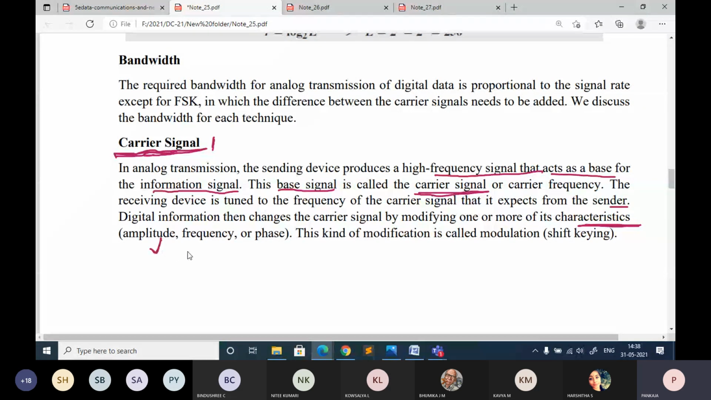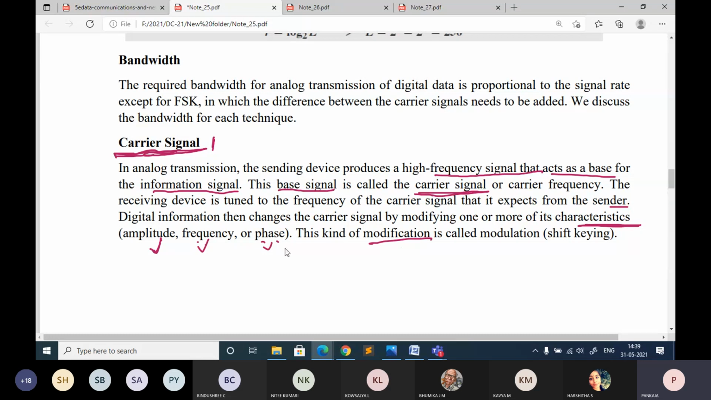So it can be amplitude, or frequency, or phase. When you are working with amplitude, the other two will be constant. When you are working with frequency, the other two will be constant. This type of technique we call modification.